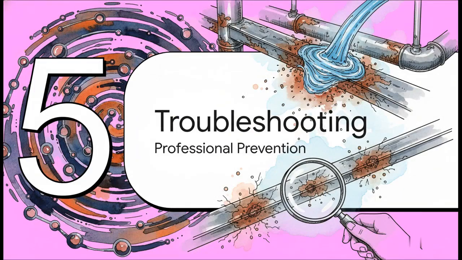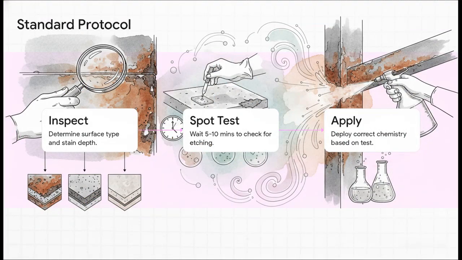Finally, Section 5, troubleshooting and professional prevention. Before applying any chemistry at all, professional field operations dictate a very strict diagnostic phase. First, you inspect. You have to identify the true source, the surface type, and the depth of the stain. Second, you perform a controlled spot test in an inconspicuous area. Wait about 5 to 10 minutes to evaluate for any color changes, surface damage, or etching. Only after validating chemical compatibility with your substrate do you actually proceed to apply the removal chemistry. This is how you prevent catastrophic material damage.